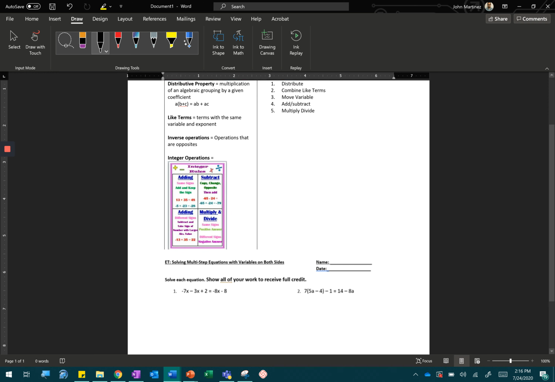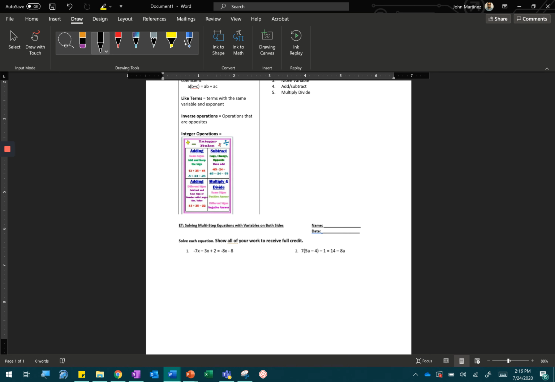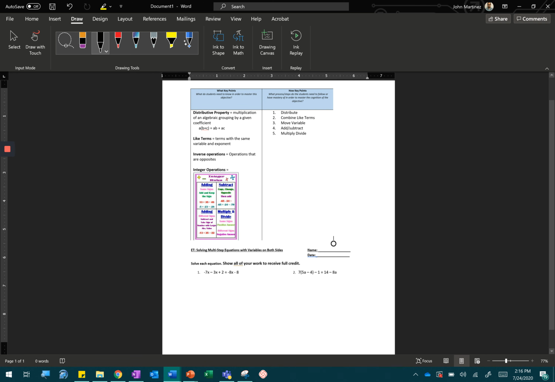So now I'm going to put myself in the mind frame of my eighth grade students, who won't know this information until I teach it to them. And I'm going to see if I would be able to ace this exit ticket using the key points I created. So I'm going to start with the first equation.